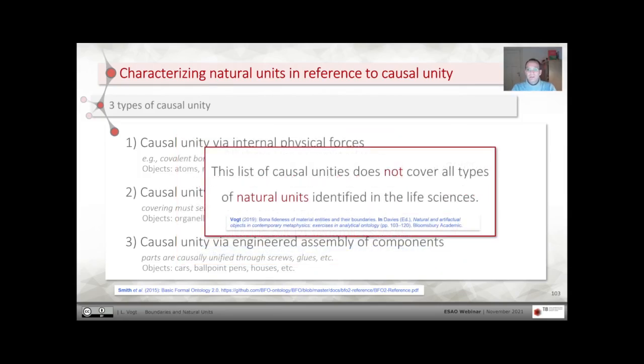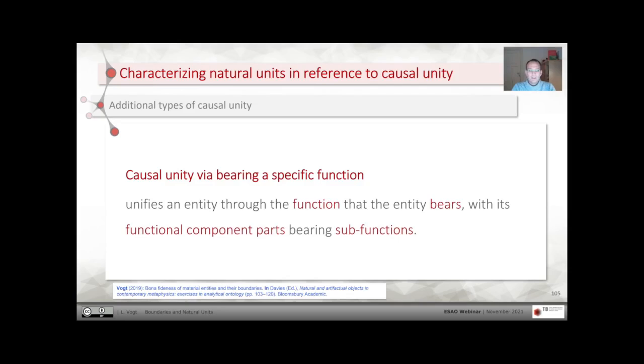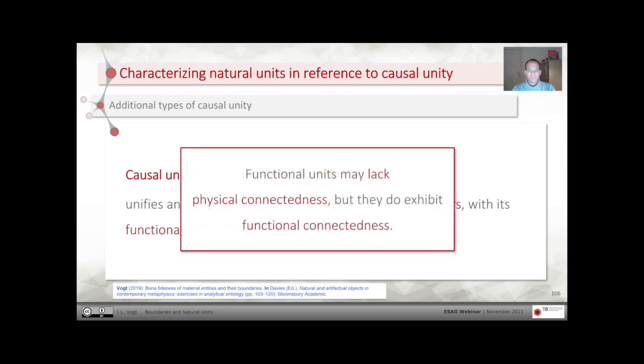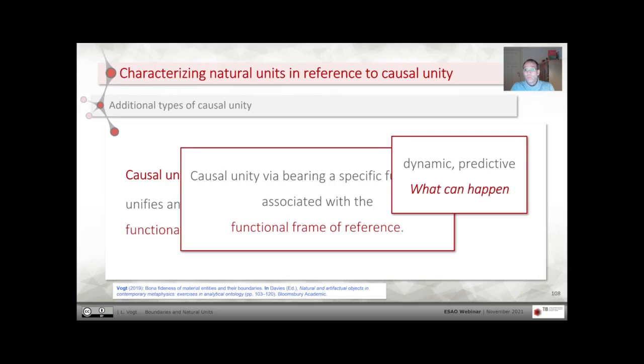And this list of causal unities does not cover all types of natural units identified in the life sciences. So for instance, bicellular eyes, they form functional sensory units, and they exist independently of human partitioning activities. So we suggested another type of causal unity via bearing a specific function. And here it unifies an entity through the function that the entity bears, with its functional component parts bearing subfunctions. So functional units may lack physical connectedness, but they do exhibit functional connectedness. And causal unity via bearing a specific function is then associated with the functional frame of reference that's more dynamic, predictive, and it's about what can happen.